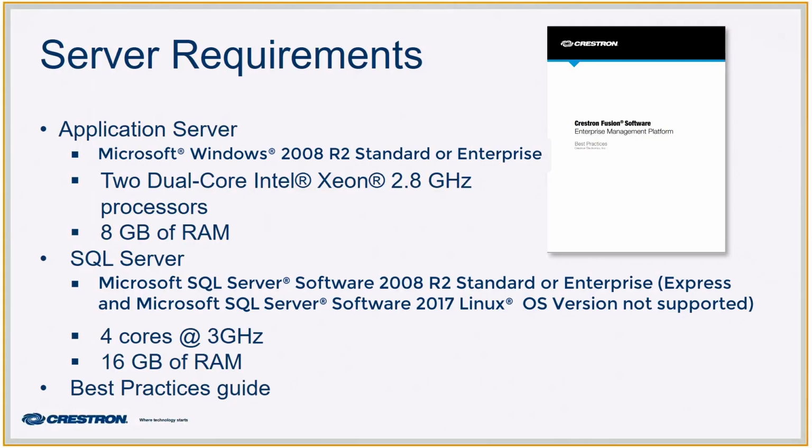Fusion will require an app server using Windows 2008 R2 standard or better, with a minimum performance of 2 dual-core Intel Xeon processors as well as a minimum of 8 GB of RAM.